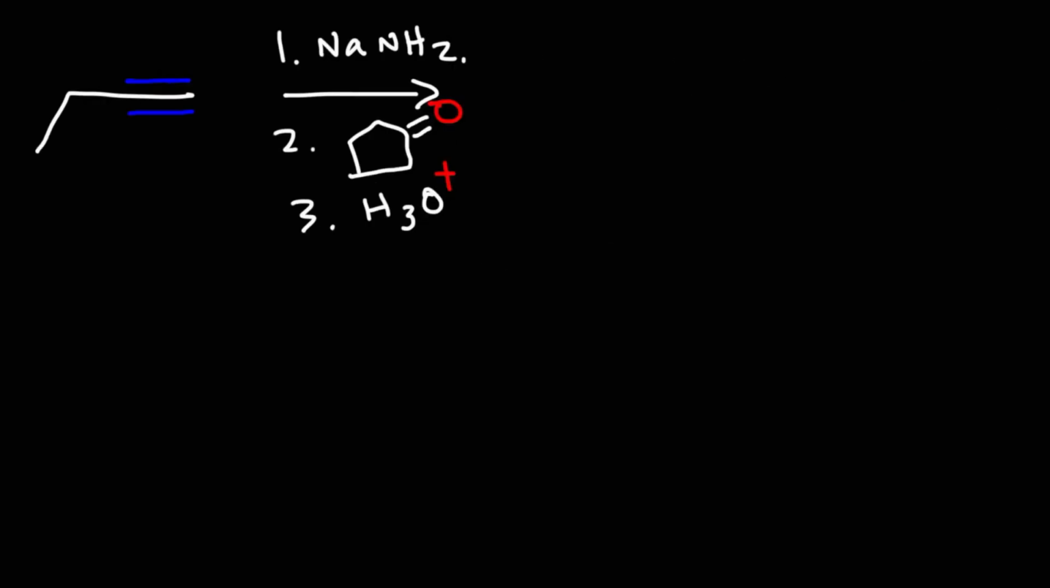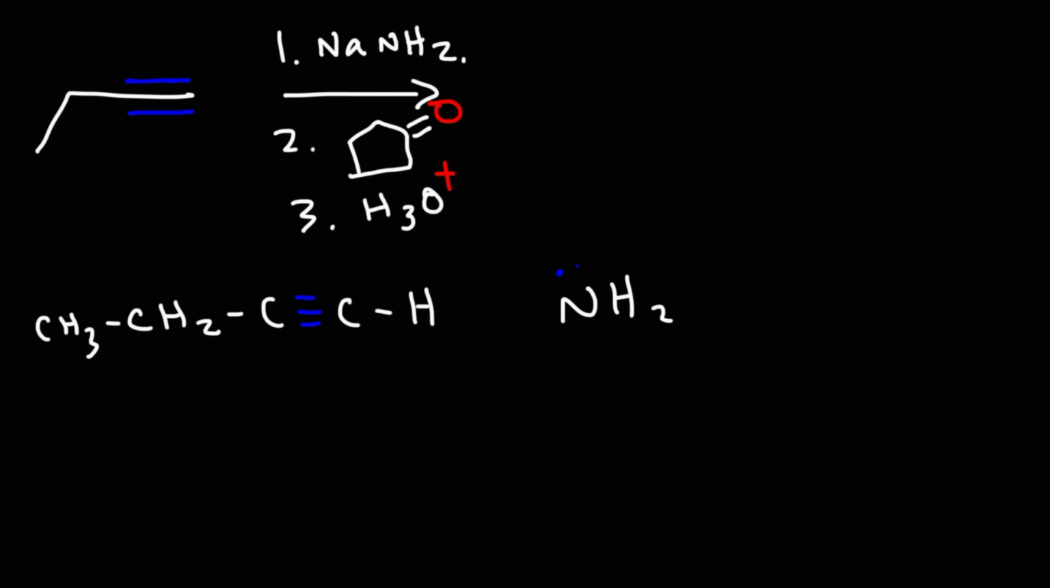Now for this next problem, go ahead and predict the major product and draw the mechanism at the same time. So first, let's rewrite this structure. We have 4 carbon atoms, so it's going to be CH3, CH2C, and then we have a triple bond, CH. So we have a terminal alkyne. And we're going to react with sodium amide. So NH2 minus is strong enough to remove the hydrogen. And so we're going to get this.